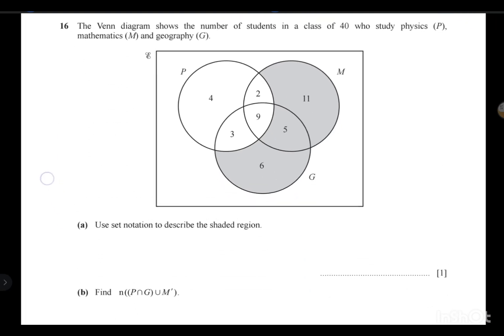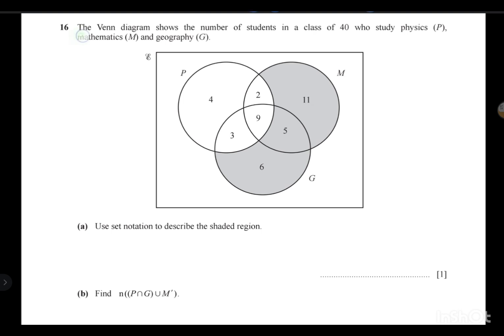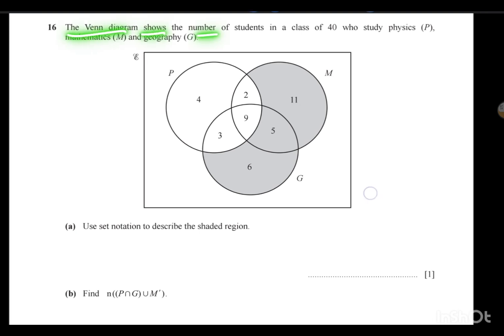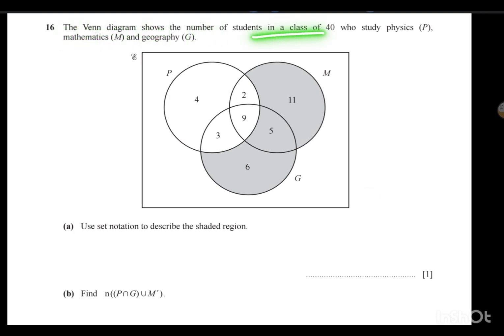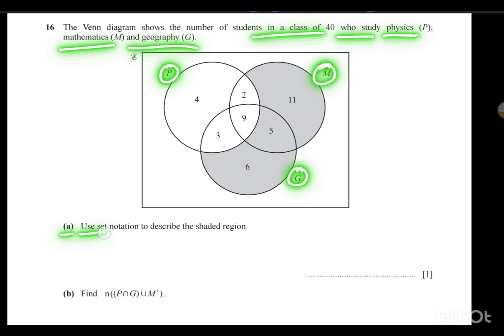Question number 16. The Venn diagram shows the number of students in a class of 40 who study physics P, mathematics M, and geography G. So physics, mathematics, geography. Question A. Use set notation to describe the shaded region. So you have to describe this shaded region.